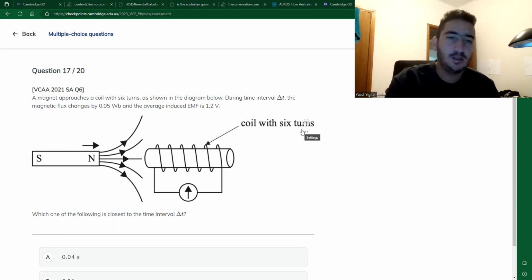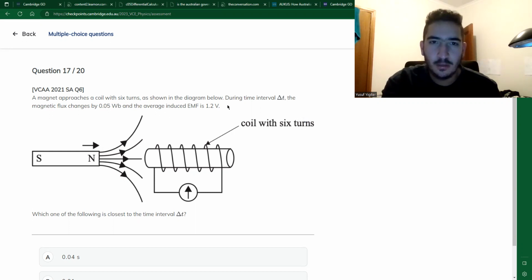All right, let's get started. A magnet approaches a coil with 6 turns as shown in the diagram below. During the time interval, the magnetic flux changes by 0.05 Weber. So this is the change in flux, and the average induced EMF is that.